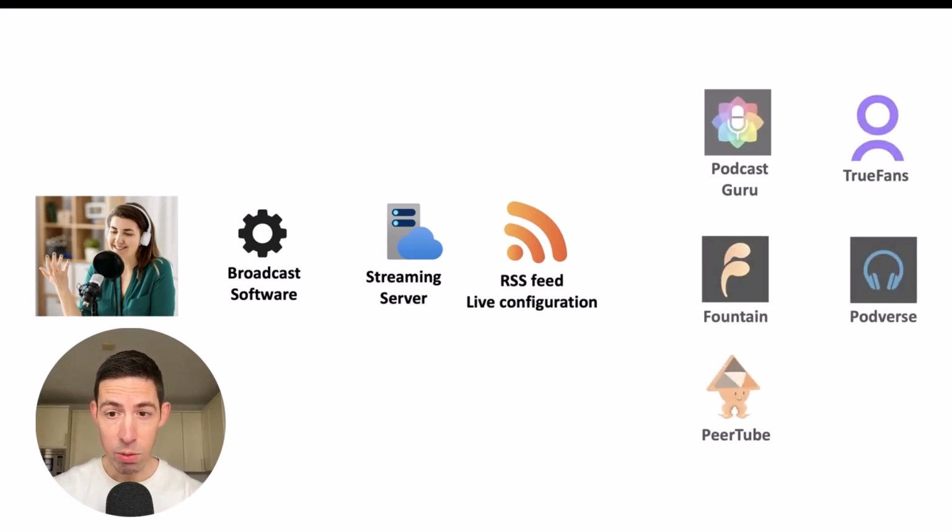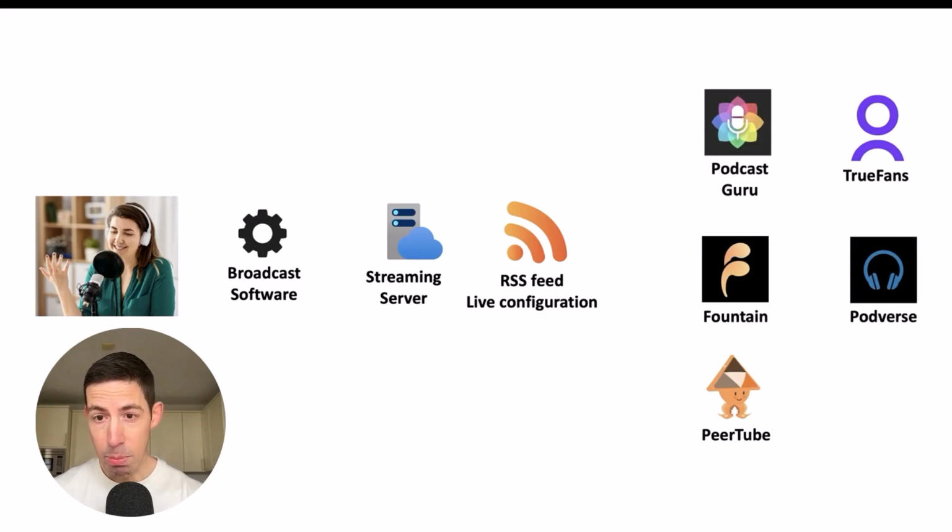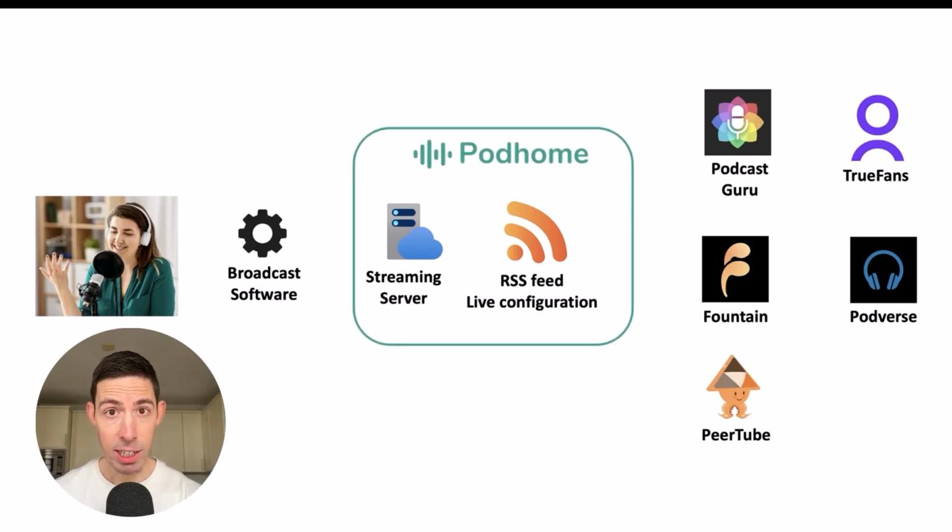And when you've done all of these things, the modern podcasting apps like PodcastGuru, TrueFans, Fountain, Podverse, PeerTube, CurioCaster, and many more can play your episode live within the podcast app. Now, luckily, we can help. We provide a streaming server, which is included in your Podhome subscription. That's an IceCast server, and we make it very easy for you to configure that within Podhome so that your RSS feed is configured and that the modern apps all understand where to listen to your live episode.